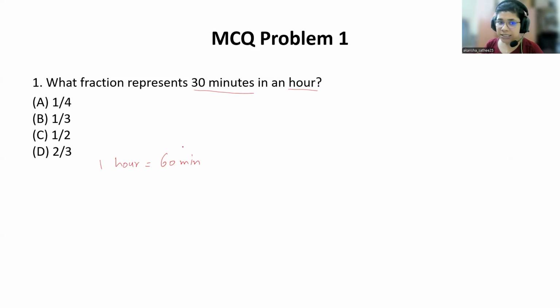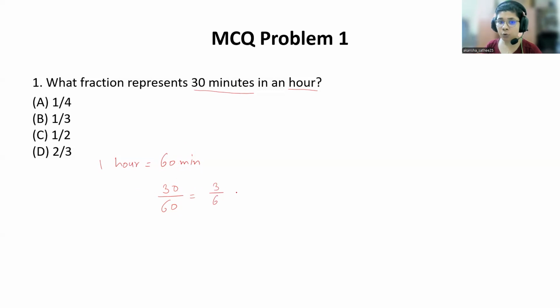Now, in 60 minutes, what fraction is 30? How will you compute the fraction? The whole thing is 60. You are interested in 30. So, 30 upon 60. The whole thing is 60, right? And you are talking about 30. Here you just have to simplify it. 30 upon 60, you can divide both the numbers by 10. So you will get 3 by 6.